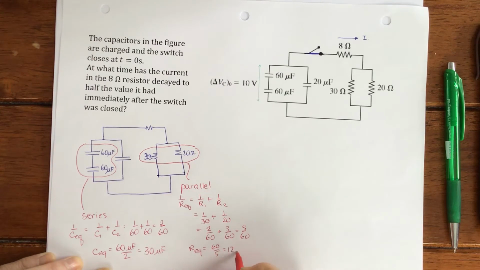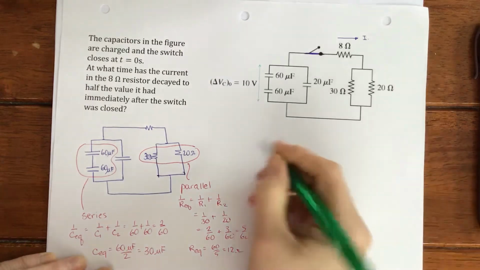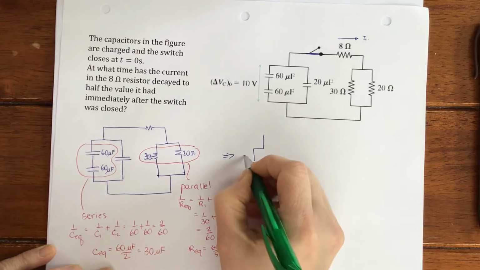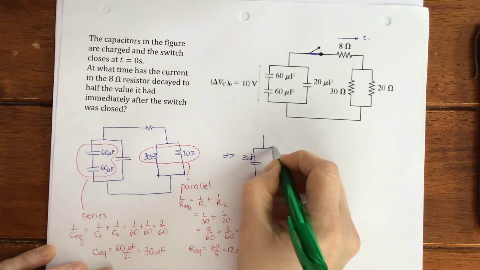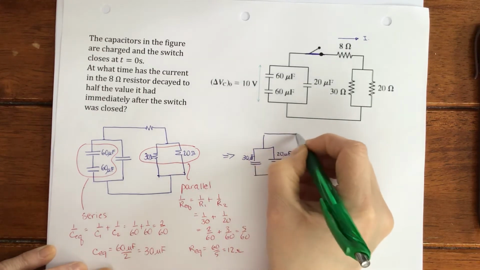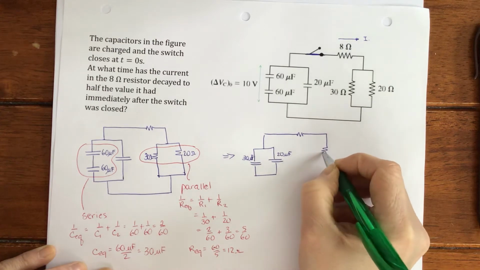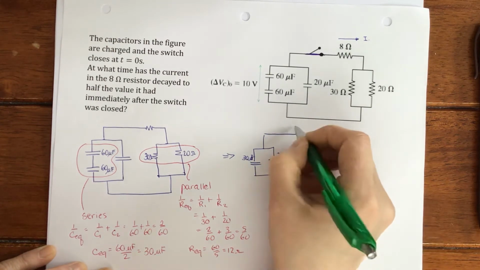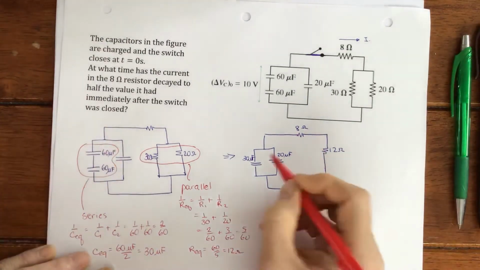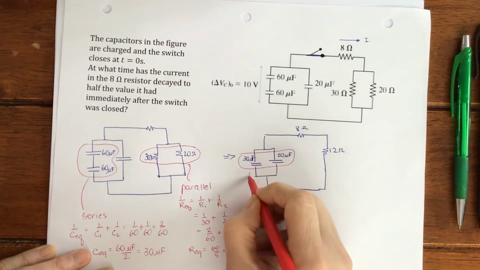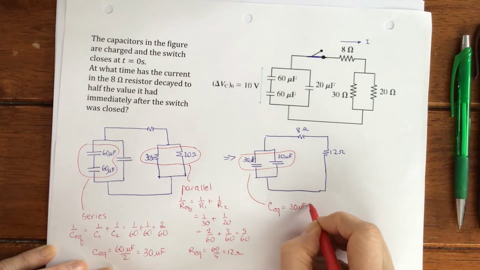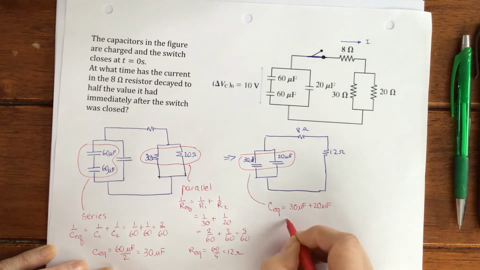Okay, let's redraw that circuit and we'll see if we'll be able to finish it. So this one is now 30 microfarads. This one is 20 microfarads. There's our 8 ohm. This one is our 12 ohm. And then these two capacitors are in parallel. For parallel capacitors, we know that the equivalent capacitance is just those two guys added up. 30 microfarads plus 20 microfarads equals 50 microfarads.